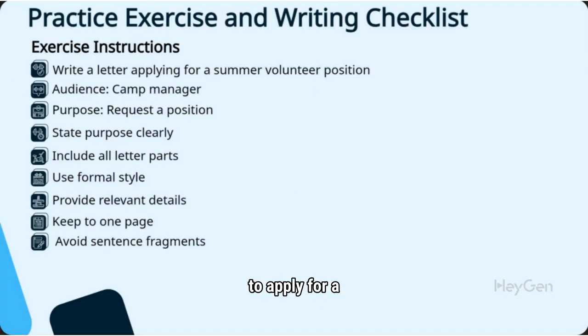When writing a letter to apply for a summer volunteer position, address the camp manager directly. Clearly state your purpose and request the position. Ensure all letter parts are included, maintaining a formal style. Provide relevant details concisely, keeping the letter to 1 page and avoiding sentence fragments.